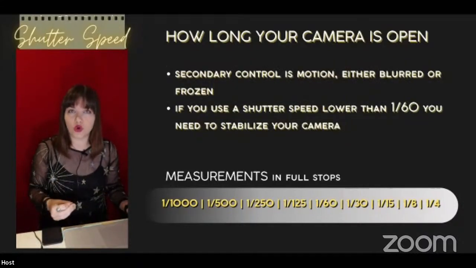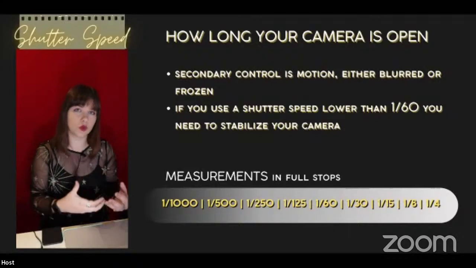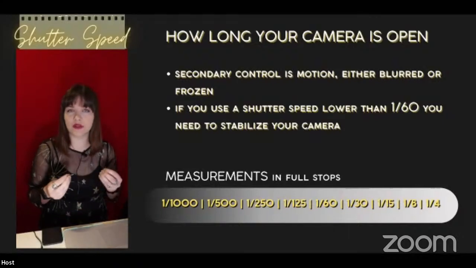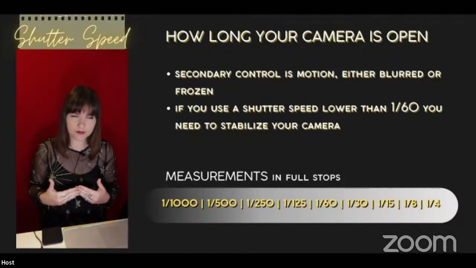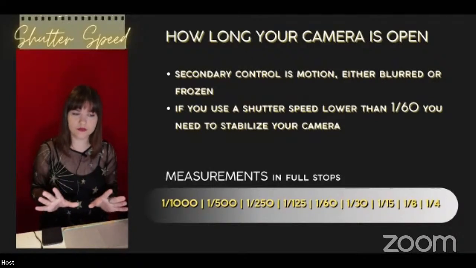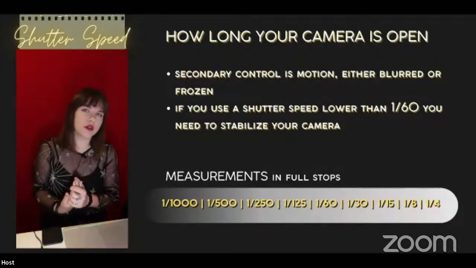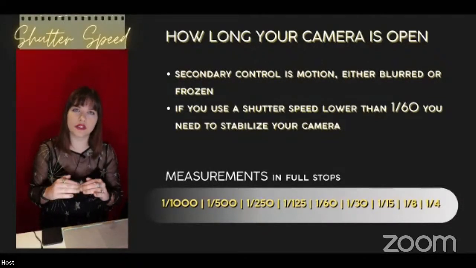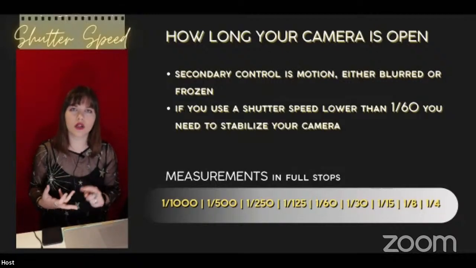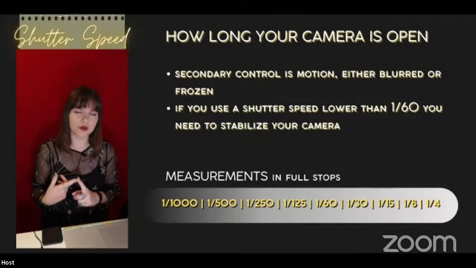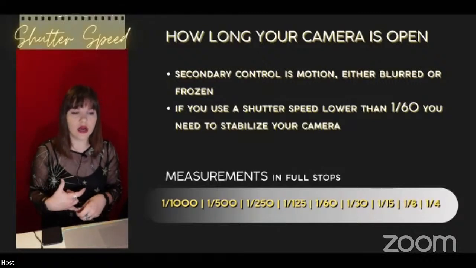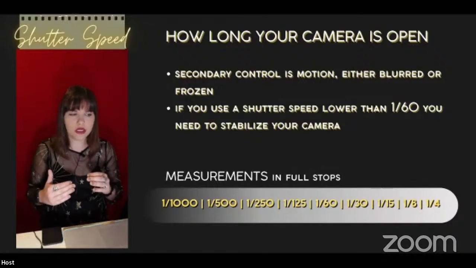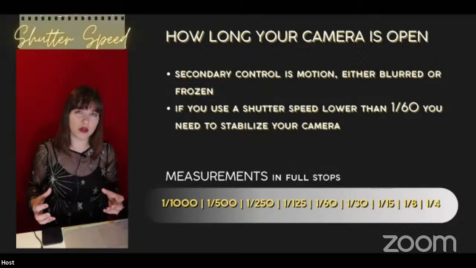The secondary control of shutter speed is how motion is portrayed in your camera. It's either going to be blurred or it's going to be frozen. If you use a shutter speed lower than 1/60th, and this is a rough guideline, you need to think about stabilizing your camera either on a tripod or putting it on a surface that's not going to move, like a table, a floor, a chair. If you use a car, just make sure the car's off, because if the car's on, the rumbling from the engine is going to make it shake. And the 1/60th shutter speed is, like I said, general. It's going to depend on a few things.